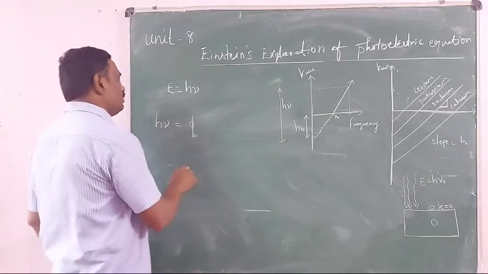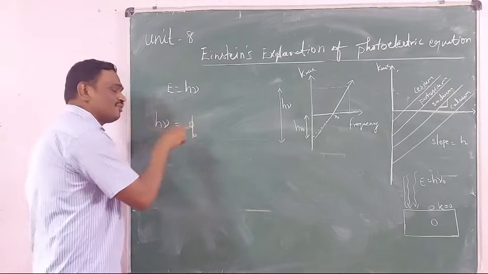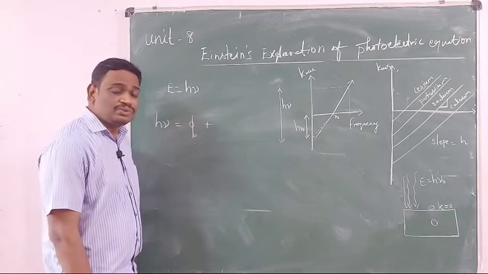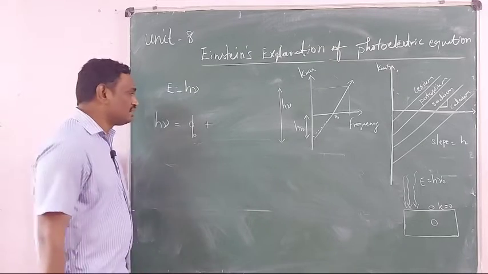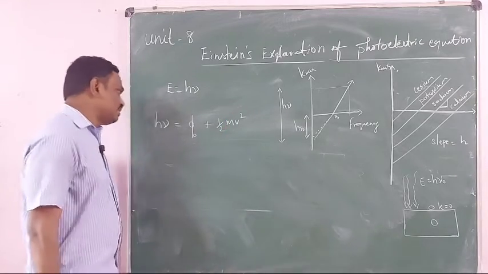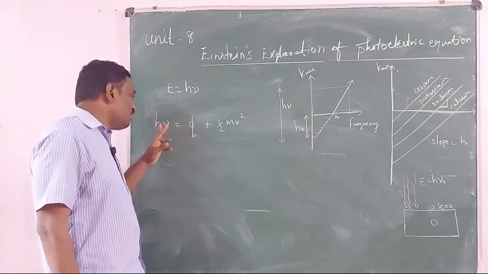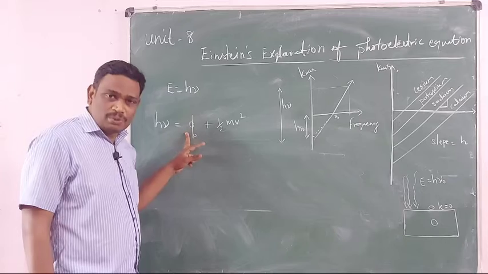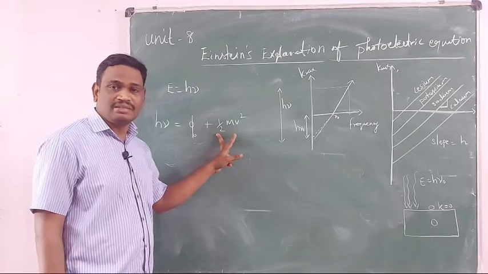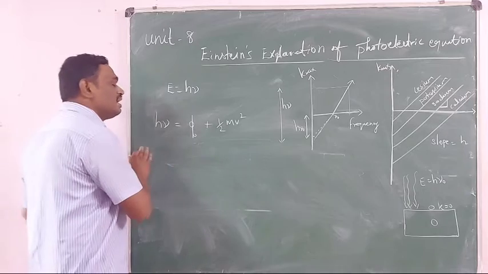So, the incident photon first ejects the electron. Some amount of energy is used to eject the electron from the metal surface, and the remaining amount of energy is used to impart kinetic energy to the electron, that is half m v square. So, h nu is the energy of the photon. Some amount of energy is used to remove the electron from the metal surface, that is called the work function, and the remaining amount of energy is used to impart the kinetic energy to the electron. So, this is called the Einstein photoelectric equation.